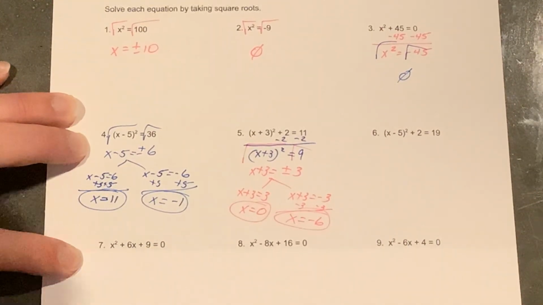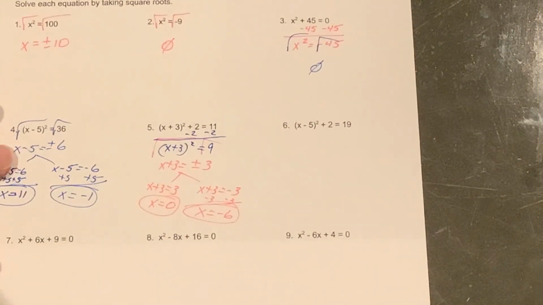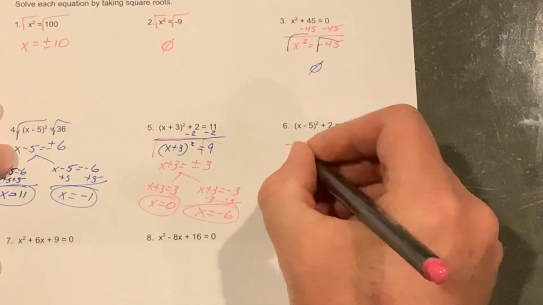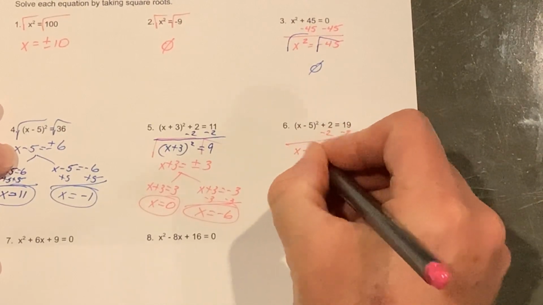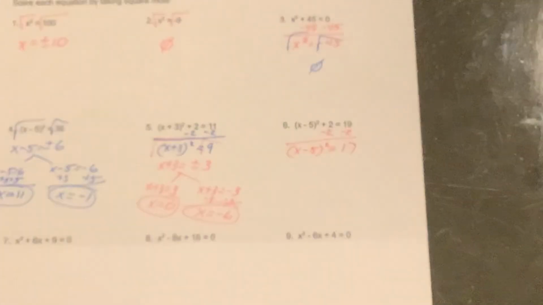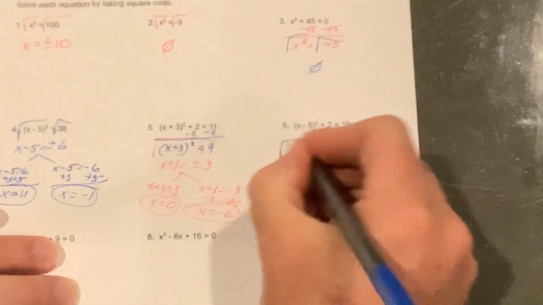All right? Number 6, same idea. Maybe just a little bit more challenging because we're going to have a decimal. So again, we're going to subtract 2 to start with, and we're going to get x minus 5 in parentheses squared equals 17. Okay, we need to take the square root of both sides.